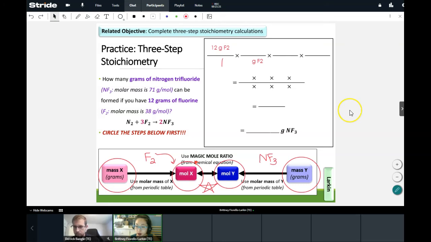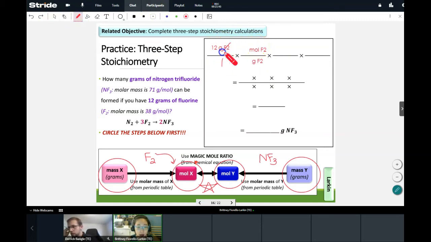What's that going to be? New unit, same chemical. Thank you, Micah. Need more answers. What's my next step? Yeah, we need moles, but again, of the same chemical. So moles of F2. Smiley faces, everyone, if that makes sense. We cannot yet go to NF3. We still need to get to moles of the starting chemical.